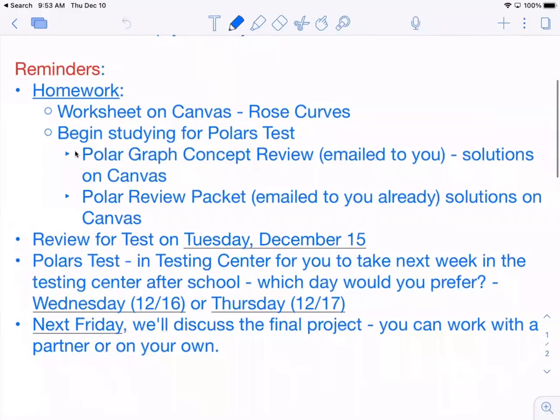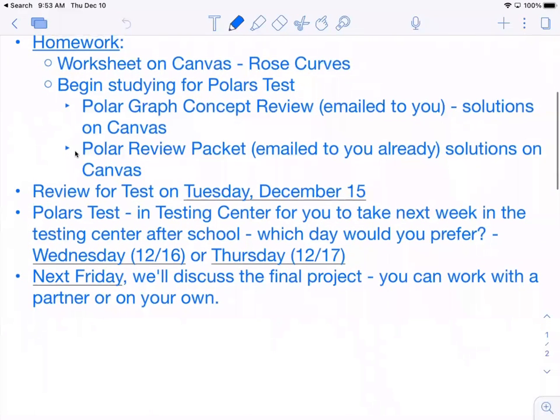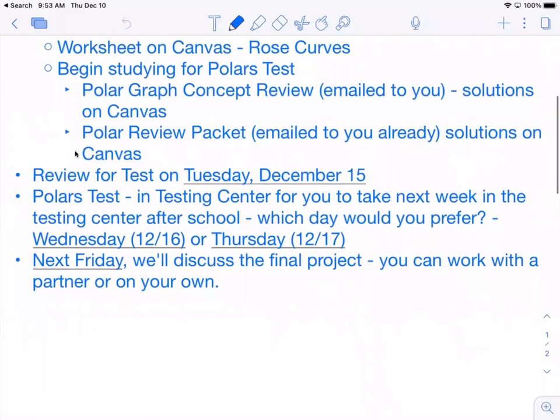Okay, so a couple reminders. The homework after today is not so much. There's a homework for rose curves, but we're going to have a polar test next week. Tuesday we have class and we'll review in class, and then you will be in school next week. If possible, I'd like you to take the test in the testing center after school, on Wednesday or Thursday. You can think about it and let me know later when you'd like to do that. If it doesn't work for you after school, then I can set something up on Zoom. So we'll see what's happening.